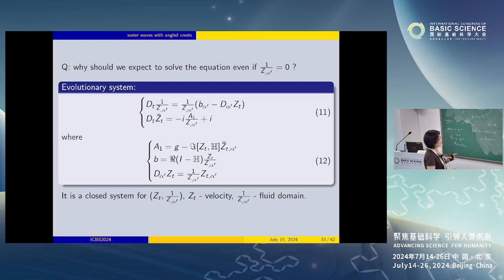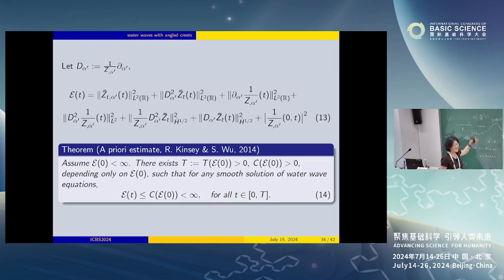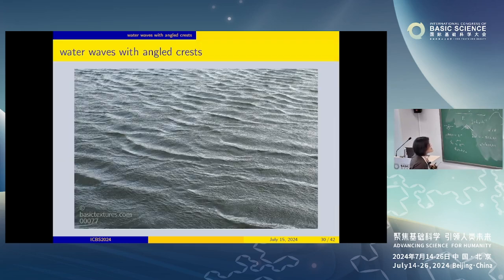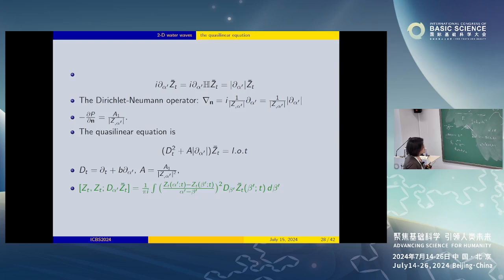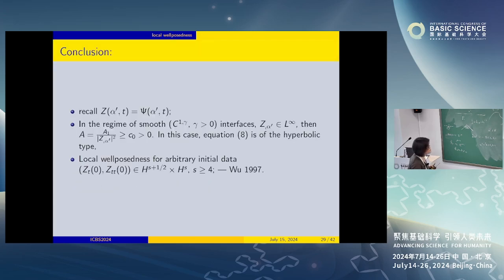So it's fine even if 1 over Z alpha is 0, okay? The trouble is just that if 1 over Z alpha is 0, this coefficient becomes 0, okay? That's the only problem. So that means it's not so hyperbolic anymore, right? So the difficulty is, if you look at the quasi-linear equation, this coefficient will vanish where there's an angle crest, okay? So this is 0.